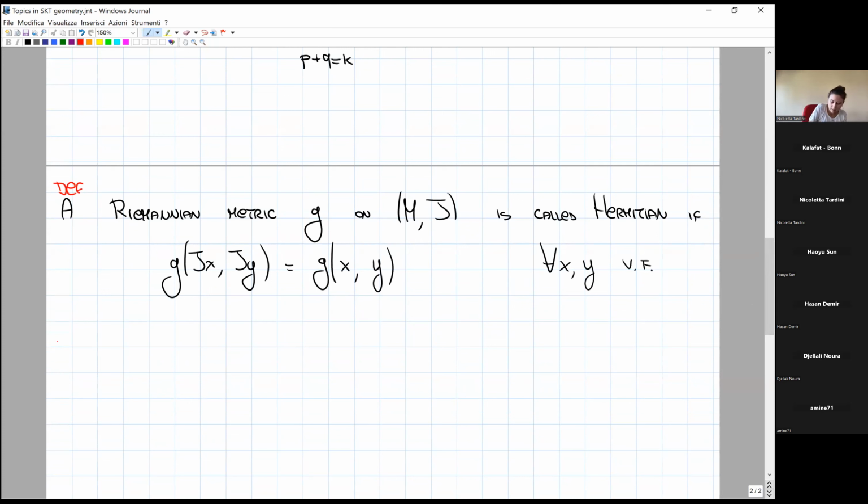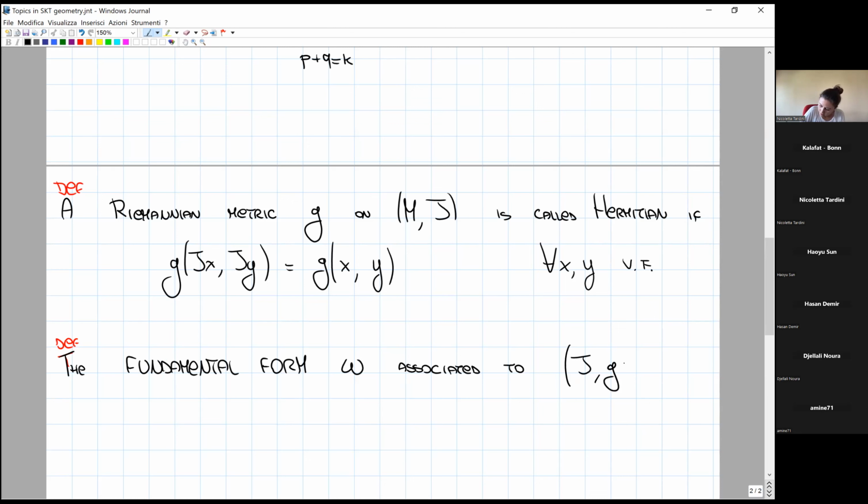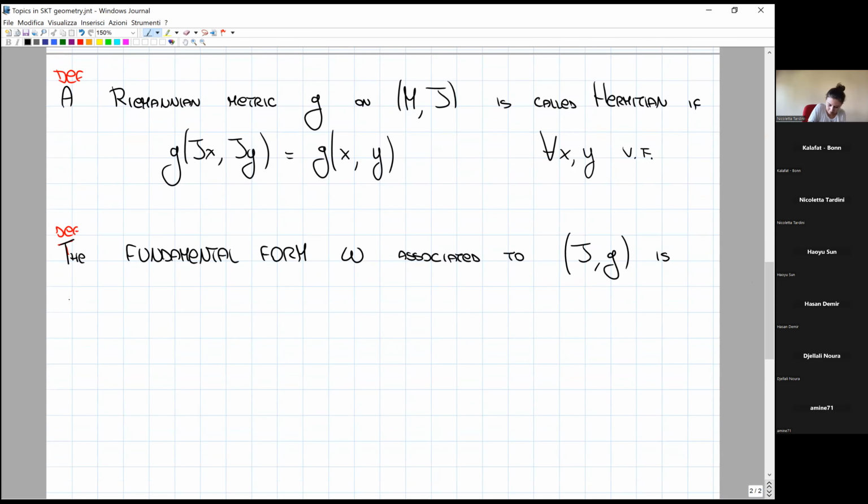And once you have a Hermitian metric, you can actually associate a differential form of degree two, which I will call the fundamental form omega associated to J and g. Okay, so J is the complex structure, g is the Hermitian metric. The fundamental form is the two-form defined in this way. So omega on X and Y is equal to g(JX, Y). Again, X and Y are vector fields, okay? So this is the definition.